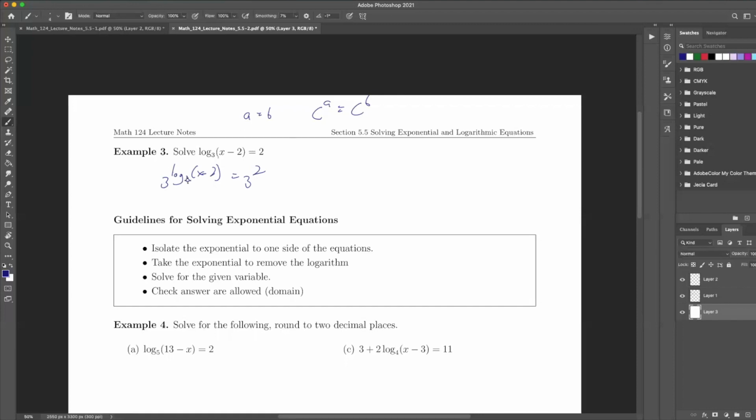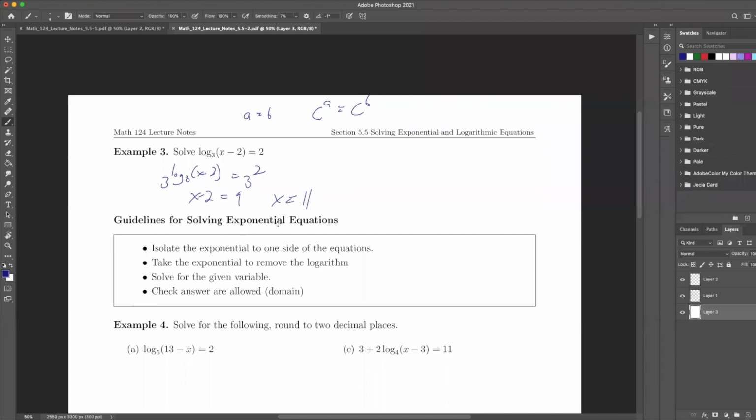And so 3 to the log base 3 of x minus 2 is just x minus 2. Since these two functions are inverses, 3 to the 2 is just 9. So x minus 2 is equal to 9, and I'll add 2 to both sides. So x is equal to 11.